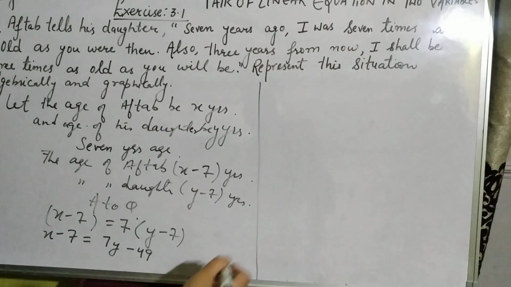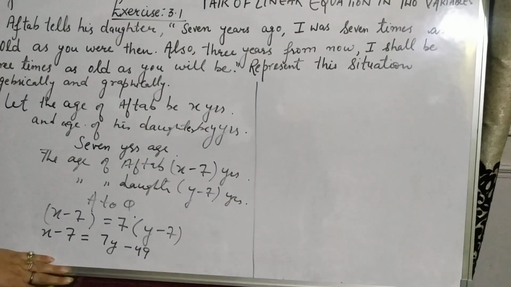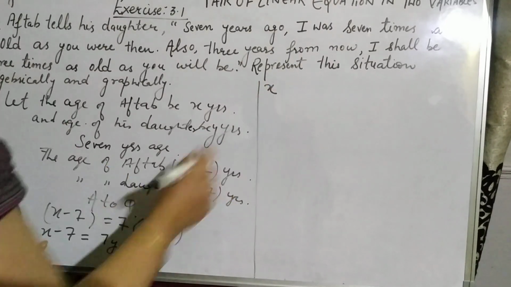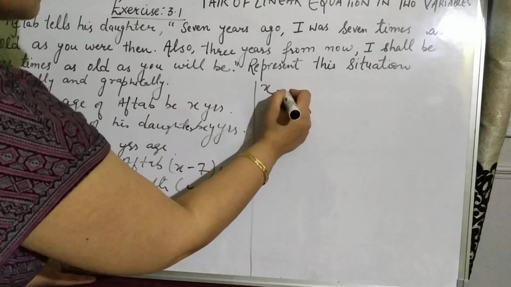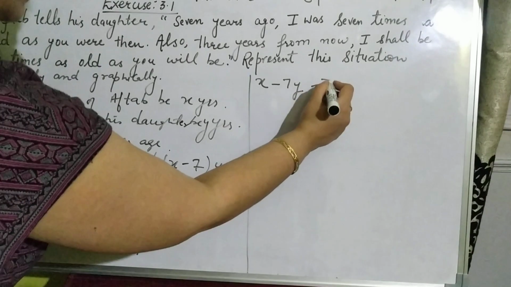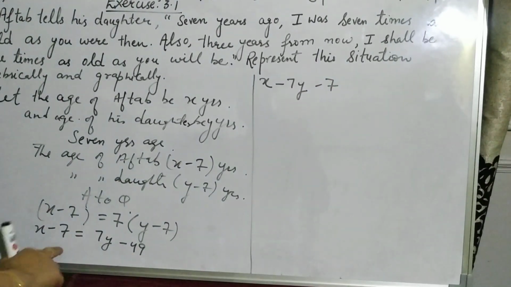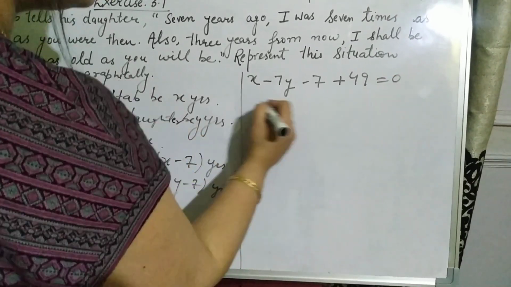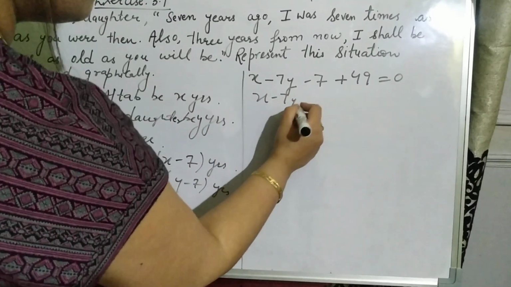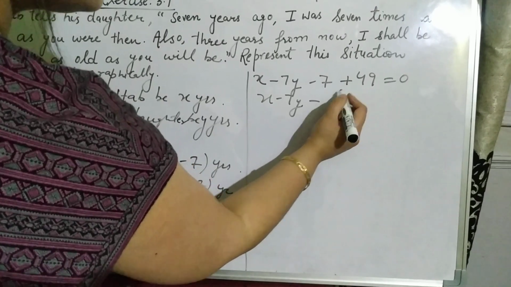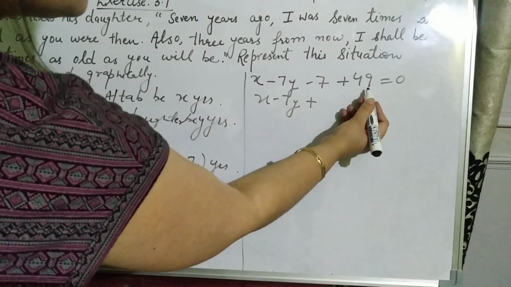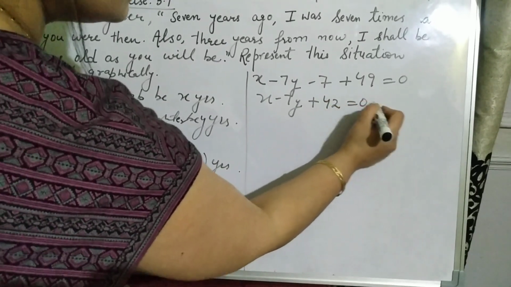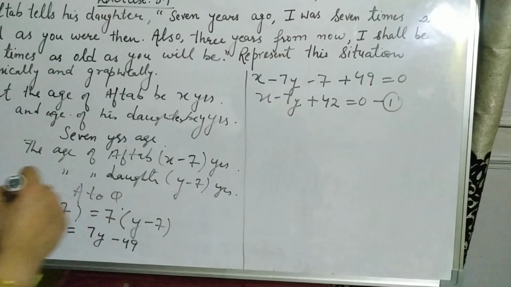Now we have to make it in the form of linear equation in two variables. So x minus 7 on the left, and here minus 7y plus 49 on the other side, so moving everything over: x minus 7y, with a positive sign because the greater term is positive, plus 42 is equal to 0. So this is your first equation.